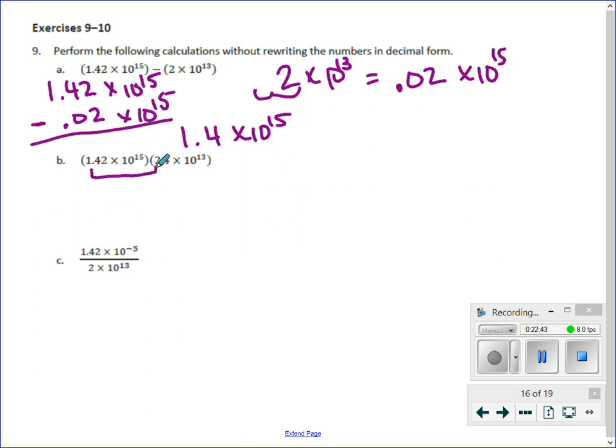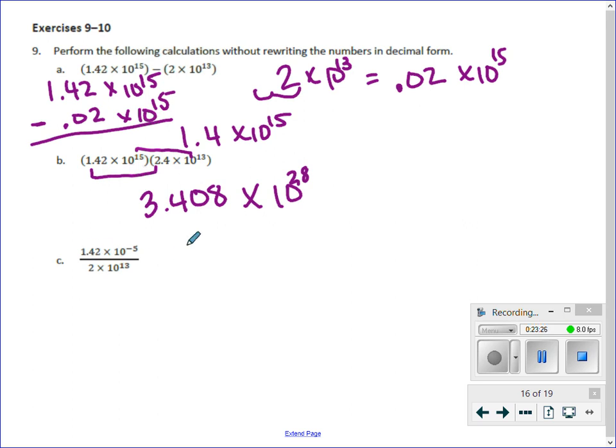This one you have to multiply your numbers and add your powers of 10. So 1.42 times 2.4 is 3.408. So this is between 1 and 10, and all I do for the powers is add, 10 to the 28, 15 plus 13.